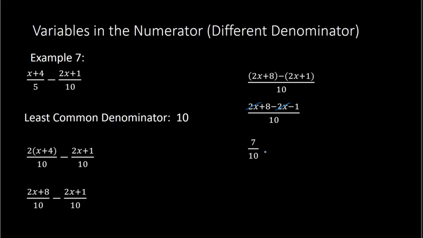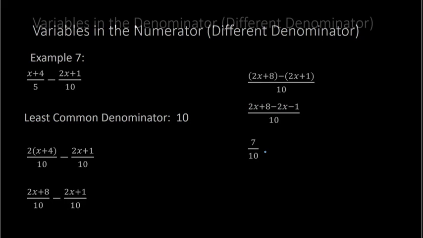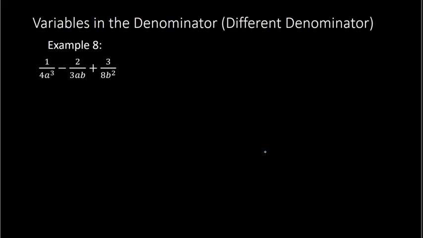Now what if we had different denominators and we also had variables in those denominators? So here in example 8, we have a problem like that. We have 1 over 4a to the third minus 2 over 3ab plus 3 over 8b squared. So we need to begin by finding the least common denominator. So looking at the 4, 3, and 8, the least common multiple of 4, 3, and 8 would be 24.